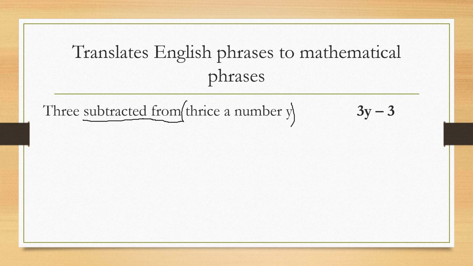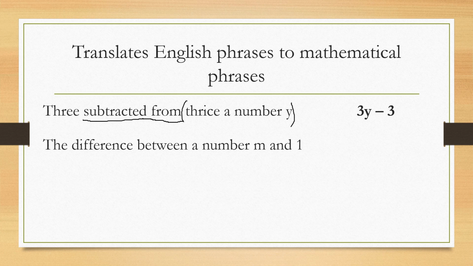Yung thrice a number natin is 3y, and then yung subtracted from, dahil nga ibabawas siya, kaya naging 3y minus 3. Now, the second example is the difference between a number m and 1. So, we have here the word difference. Difference is the word associated to subtraction. So, again, subtraction pa rin siya. Ang given natin is a number m and 1. So, we are going to translate this difference between m and 1. So, that would be m minus 1.